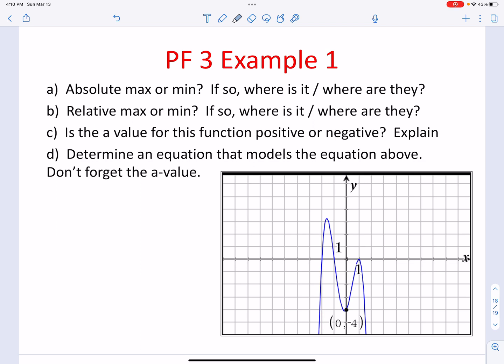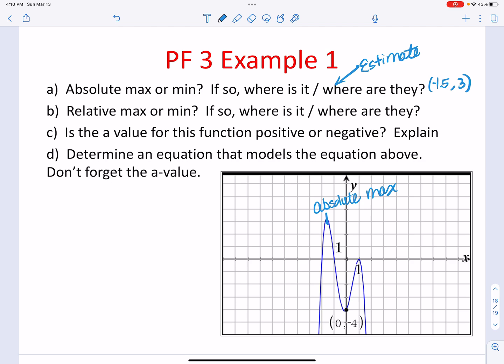Okay, so is there an absolute max or an absolute min? If so, where is it? So right here is my absolute max because it's absolutely the highest point on the graph. There's nothing higher. And it's about at a negative 1.53. We talked about how any of these where it asks where it is, is an estimate in this class. We aren't right now finding exact.